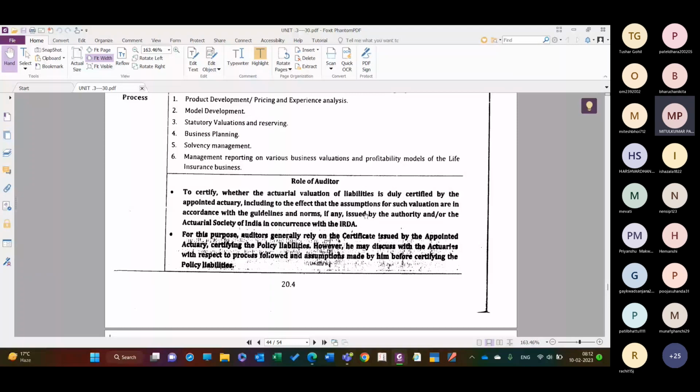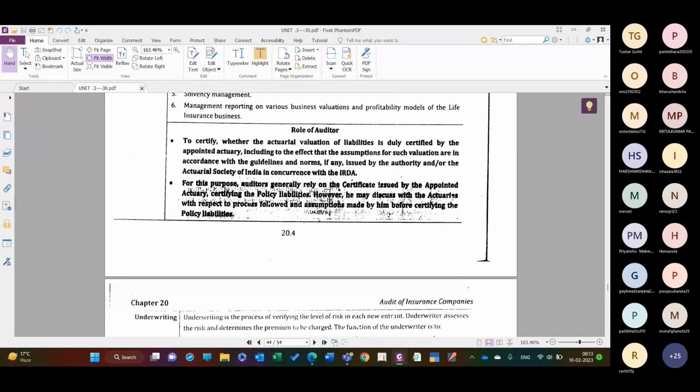Whether it is favorable or unfavorable, a number of assumptions are made, and those assumptions have to take into consideration the guidelines and norms prescribed by the Actuarial Society of India in consultation with the IRDA, right? For this purpose, the auditor generally relies on the certificate issued by the appointed actuary. Actuary is one kind of an expert. So we learn that the auditor can use the work of an expert. The actuary is an expert in his own area of valuation of all this life insurance premium and everything.